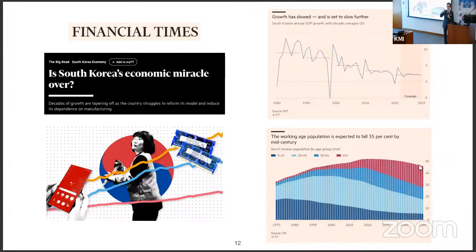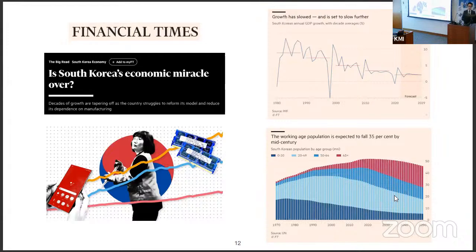Let's narrow it down to Korean issues. A few days ago, April 21st, I believe, the Financial Times published this article: Is South Korea's economic miracle over? With some bizarre illustration here, and you can see two figures on the right. Let me just highlight those two figures. Whenever I interpret and analyze figures and charts in my class, I ask my students to check the labels. What does the x-axis or the y-axis mean? We talk about it all the time. I'll just give you the gist of it.